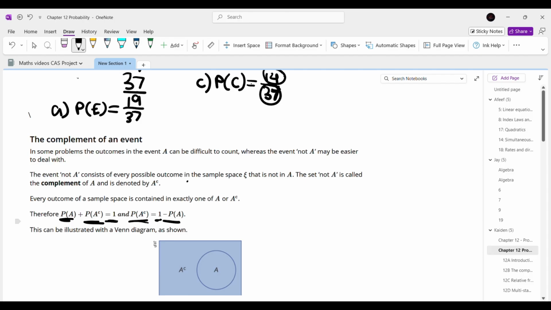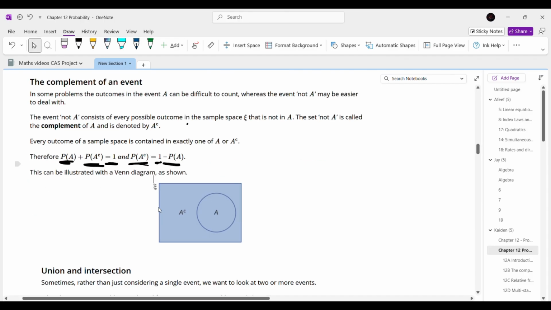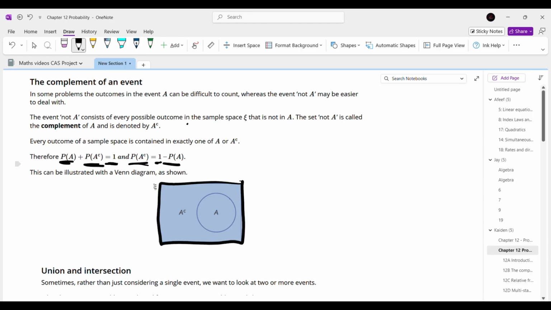probability of A. As you can see here, when we have our total sample space, we have our event A here, and then all of this is not A, and you can see how all the values in the sample space are being accounted for. So the probability of pulling either A or not A will always equal 1.